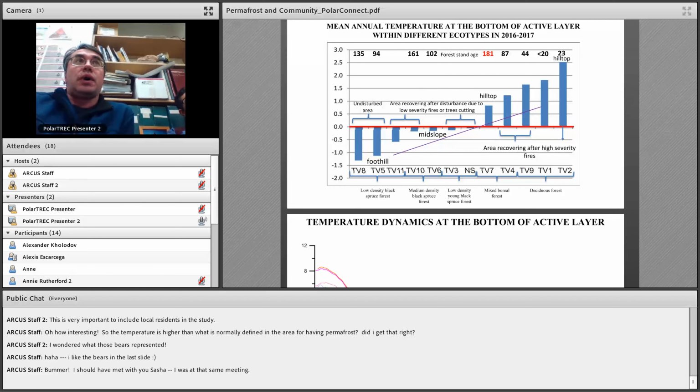But one of the ideas of this slide is to show what happens if an area is subjected to disturbance associated with deforestation or soil disturbance, so that it will affect permafrost degradation.